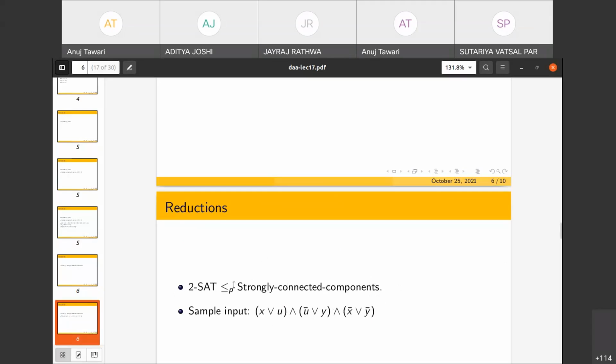But right now we are not interested in how to solve strongly connected components in polynomial time. We are just interested in, given a 2-SAT instance like this, x or u, u bar or y, x bar or y bar, I want to construct a graph such that if this formula is satisfiable, if I can find some strongly connected components in this graph, you can solve this formula. So tell me how you will reduce it to this problem.